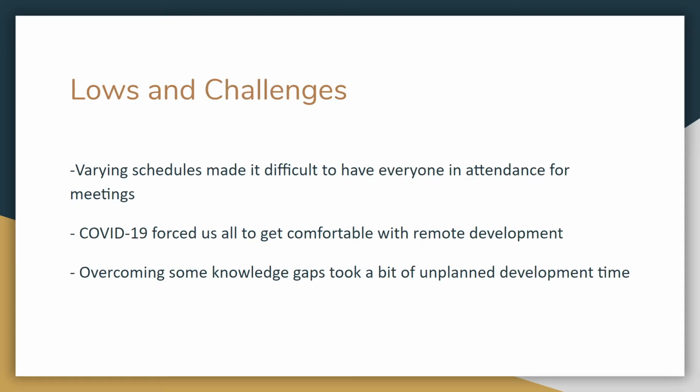Of course, with highs, there's also going to be lows. Some of the lows that we encountered were our varying schedules. This class has a very open schedule regarding what you can do and when. So our meetings had to be set at a time where we could all participate. Some of us had work, some of us had family things we had to take care of. So it's a little difficult here and there to get all on the same page.